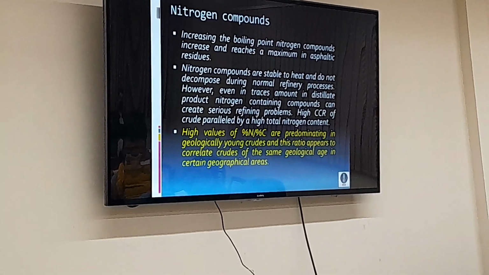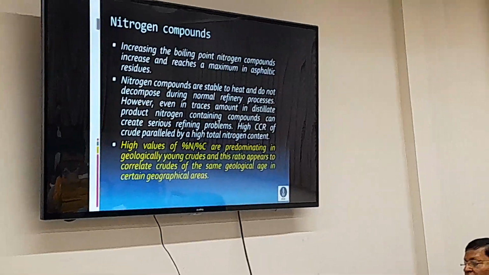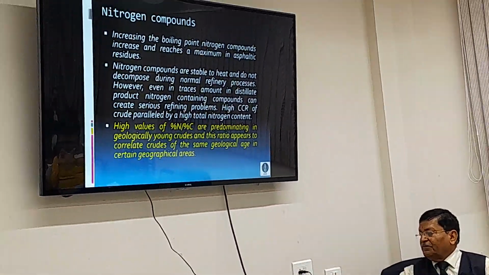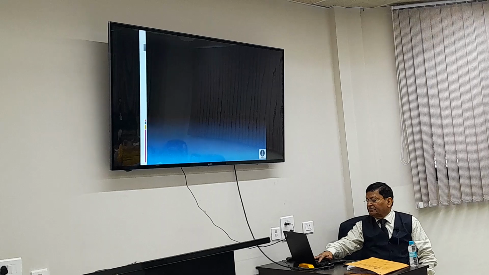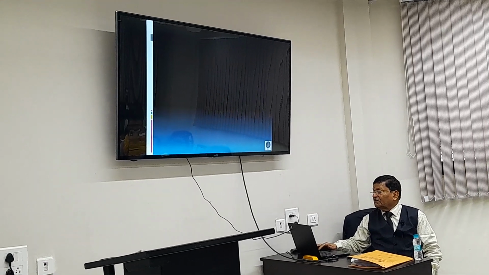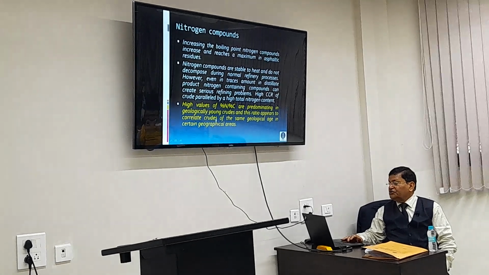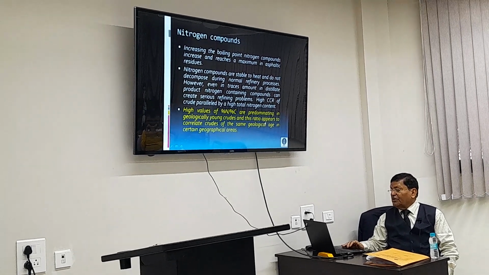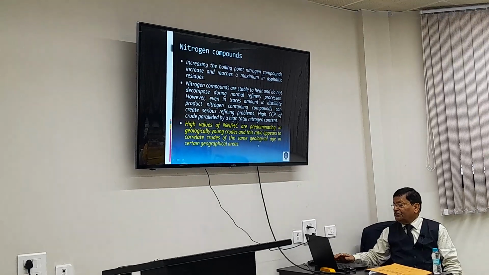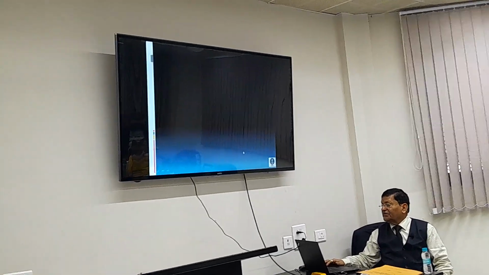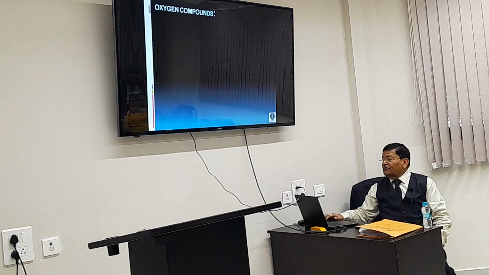Lower in naphtha, higher in residues. High value of percentage of N and C. Percentage of N and C are predominating in geologically young crudes, and this ratio appears to correlate crudes of the same geological age in certain geographical areas. Now we come to the oxygen compounds.